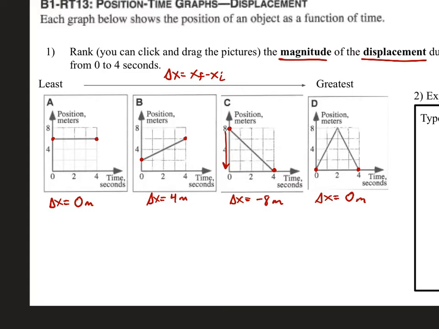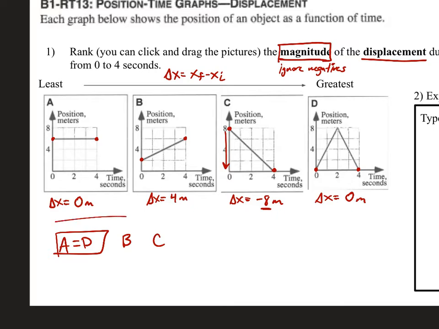So how do I rank these? I found the displacement. What does this mean by magnitude up here? Magnitude means we ignore negatives, because remember, negative just means direction, so I'm not caring about the direction, I'm just looking at the number itself. If I do that, what number here is the least out of them all? Well, it's 0, and A and D are both 0, so those are the least. The next least is 4, so that would be B. And then the greatest would be this 8, if I'm ignoring the negative. So then I would put C next in order. So this would be the correct order.